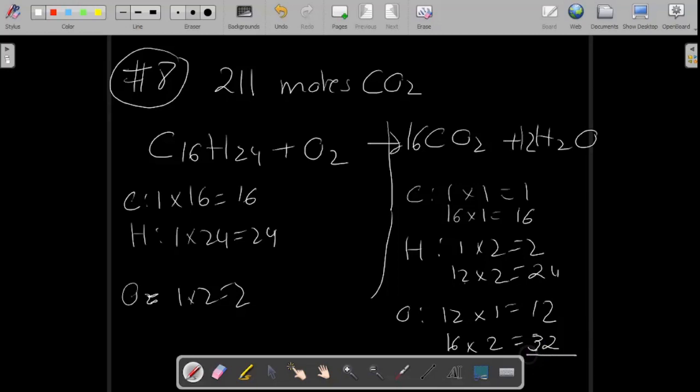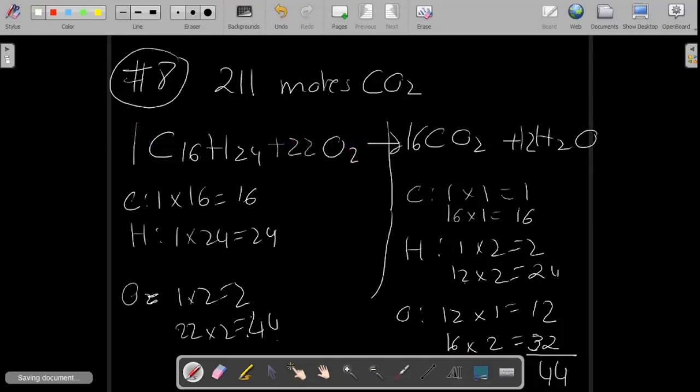Let's add it up first. So how do I make that 2 into 44? Well, if I multiply this by 22, so 22 times 2 equals 44. I don't like the way this is right here. It's driving me nuts. So let me erase these and put it nicely. 22 oxygens.